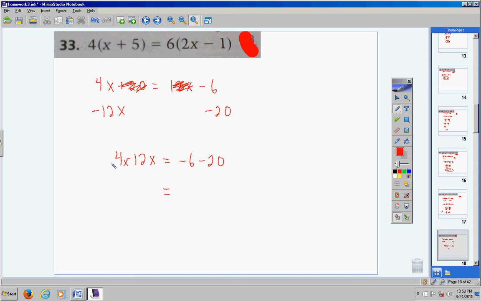Well, you owe me $12. You pay off 4. You're left with negative 8. Negative 6, you owe me 6. You owe me 24. 20 more, so negative 26. Divide both sides by the coefficient. Negative divided by a negative is a positive. 26 divided by 8 is 13/4. Okay? 13/4, which is the answer.